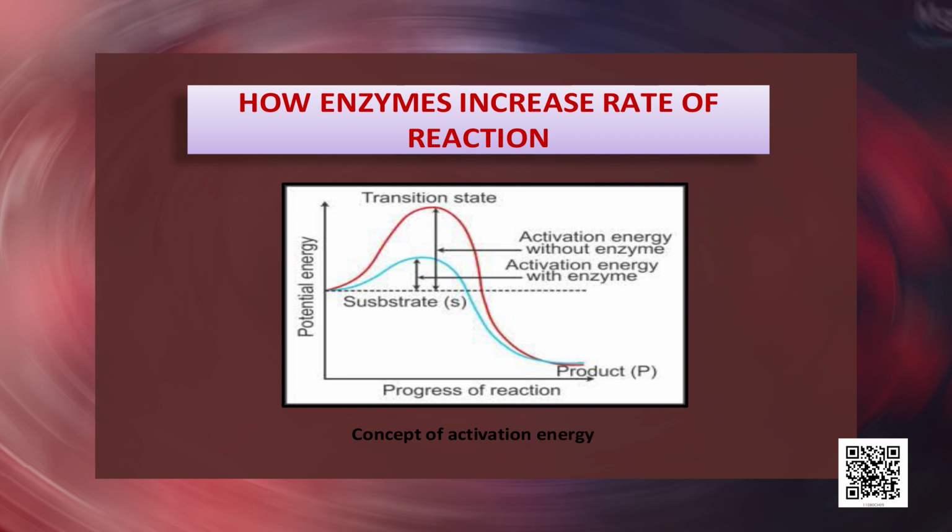For substrate to be converted into products, substrates must reach transition state. In this state, substrate bonds are broken and new bonds are formed. The difference in average energy content of substrate from that of this transition state is called activation energy. Therefore, an external supply of energy is needed for the start of chemical reaction, which is the activation energy.